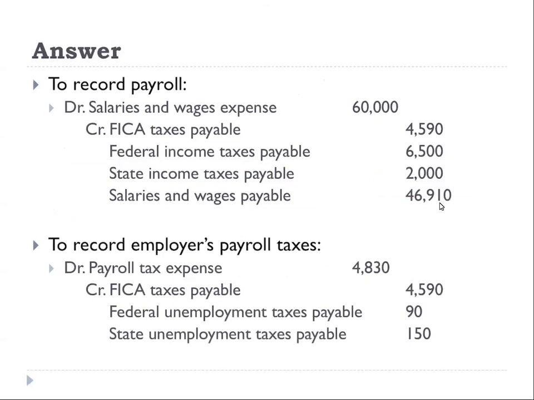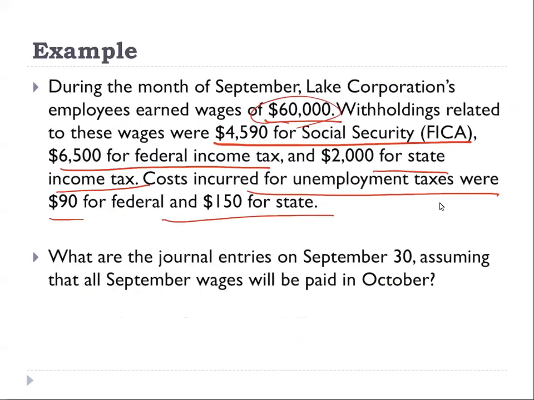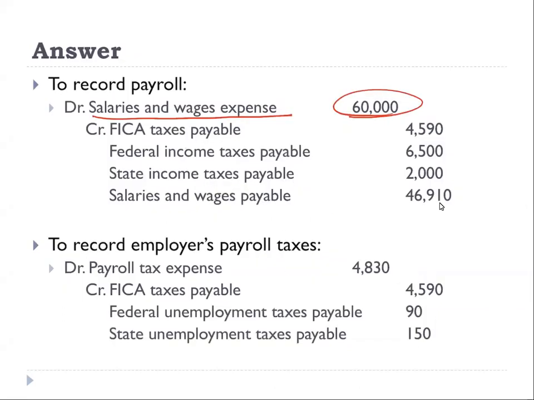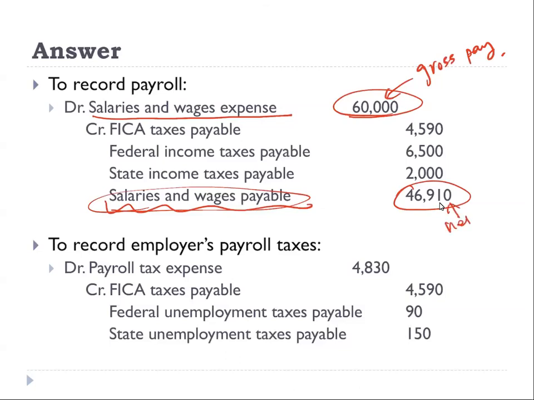First, the employer needs to make a journal entry to record your payroll. The journal entry is to debit salary and wage expense, 60,000. And this 60,000 is your gross pay. However, eventually your net pay, which is salary and wage payable, which is eventually what is payable to you. This is your net pay. This is only 46,910.